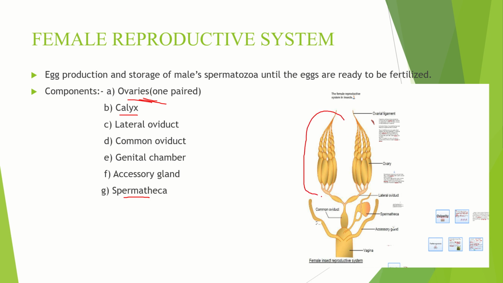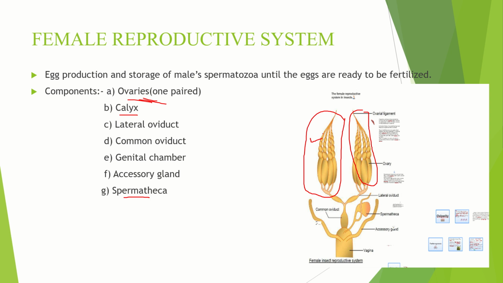First of all, the ovaries. Two tube-like structures are present, called the ovaries, and these ovaries contain strings of follicles called ovarioles. Each ovariole produces the oocyte, which is the production of the ovum.